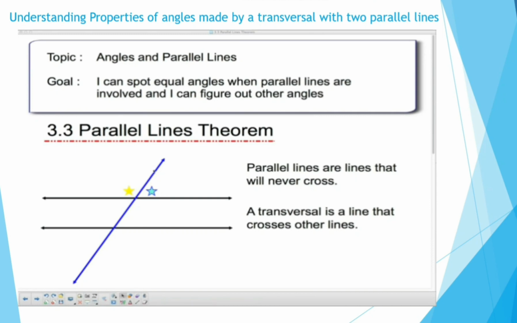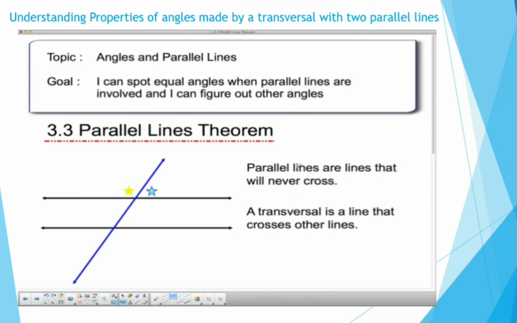Now it's pretty obvious that these two angles here are not the same angle. They're not equal if you take a look at them. This one here with the yellow star is obtuse. It bends kind of backwards. This one here is acute because it bends in. It's less than 90 degrees.